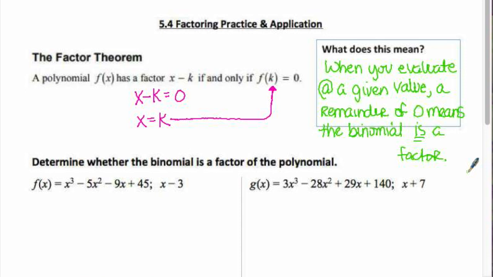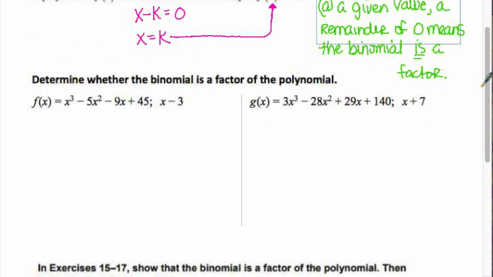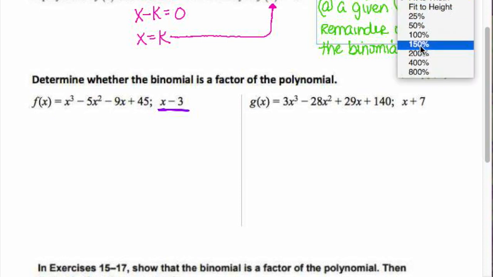So I'm going to show you guys two different ways of thinking about these kind of problems. So we have to determine whether the binomial is a factor. So this is the binomial, and we want to know if it's a factor of this guy. Okay, so the way that I'm going to start this problem off, there's two different ways you can work these problems.